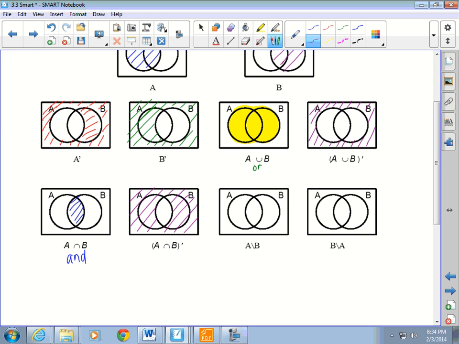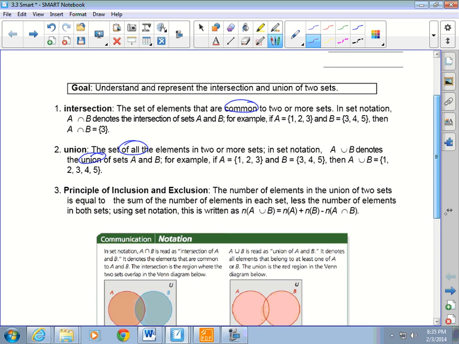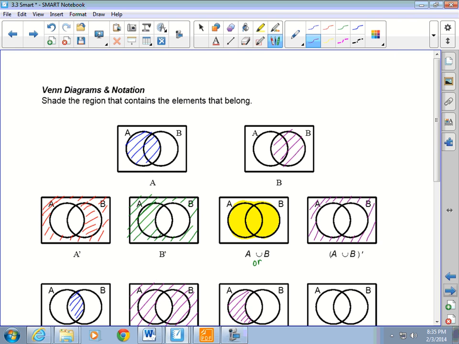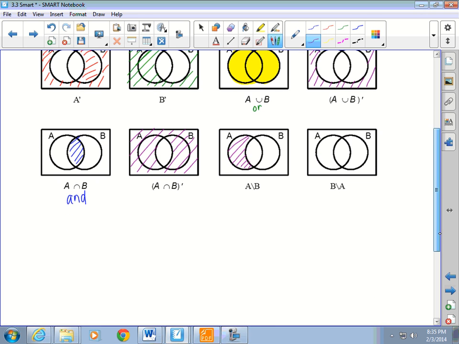A minus B. So what's in A but not in B? That's this section here. If you look back at our definition, A minus B denotes the set of elements that are in set A but not in set B. So it's everything that is in the A but not in the B.